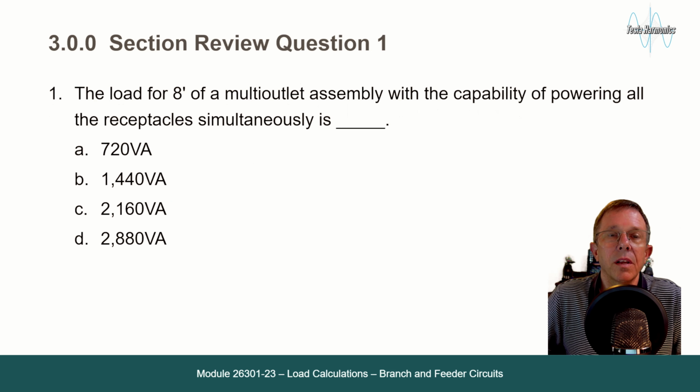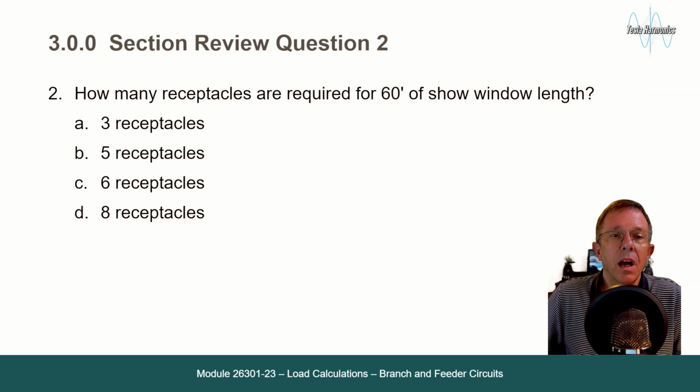The load for 8 foot of a multi-outlet assembly with the capability of powering all the receptacles simultaneously is 720 VA, 1440 VA, 2160 VA, or 2880 VA? That's going to be B, 1440 VA. How many receptacles are required for 60 foot of show window length? Will it be 3 receptacles, 5 receptacles, 6 receptacles, or 8 receptacles? That's going to be B, 5 receptacles.